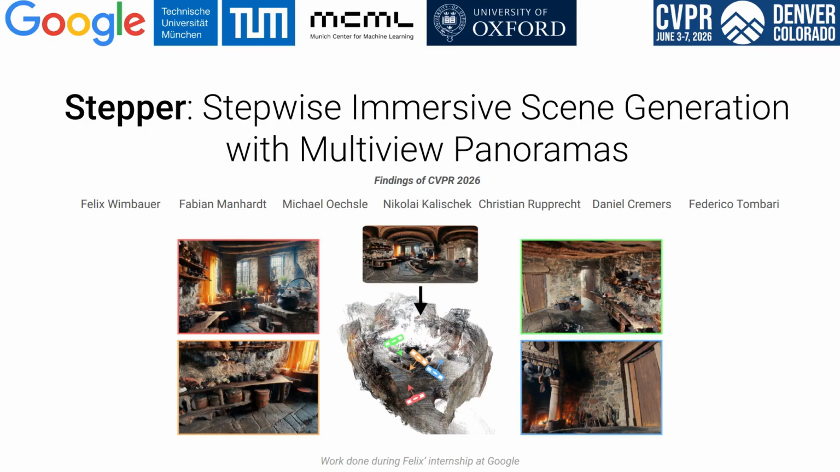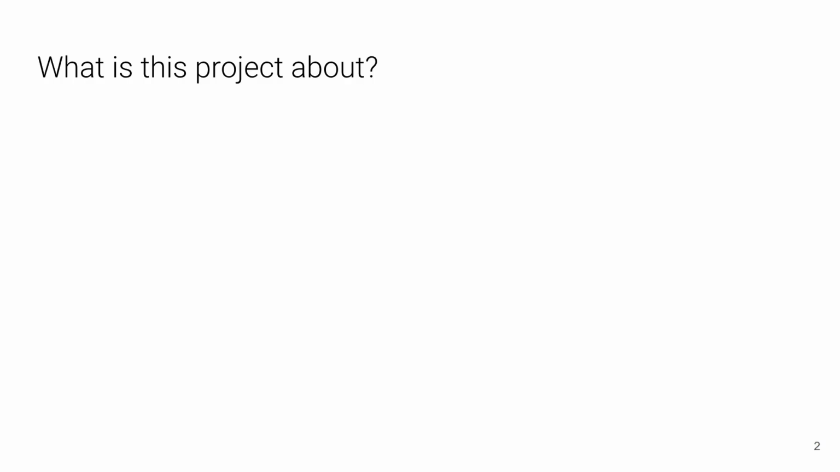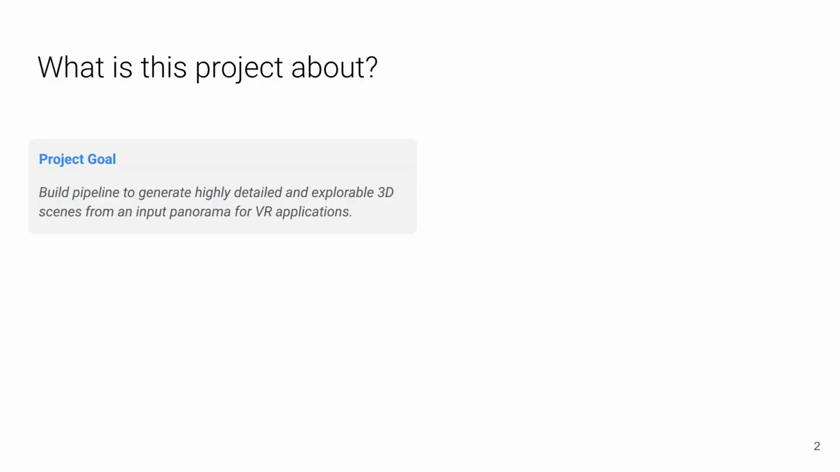Welcome! My name is Felix and I'm presenting Stepwise Immersive Scene Generation with Multiview Panoramas. Our goal in this project is to build a pipeline to generate highly detailed and explorable 3D scenes from an input panorama for VR applications.